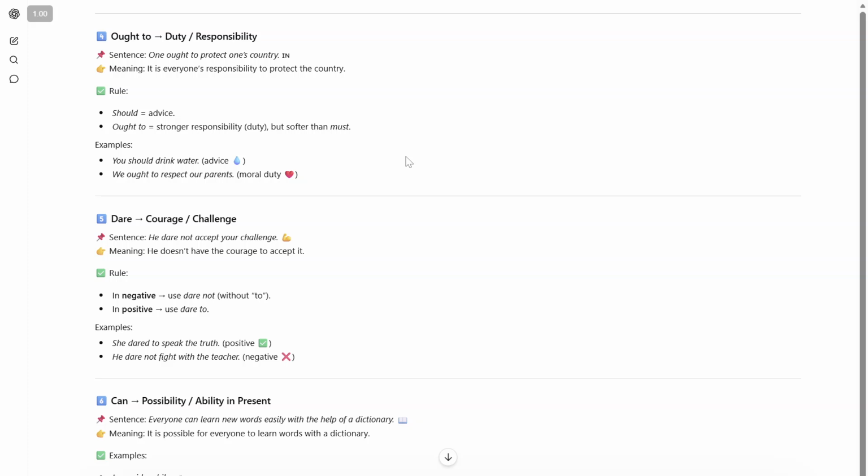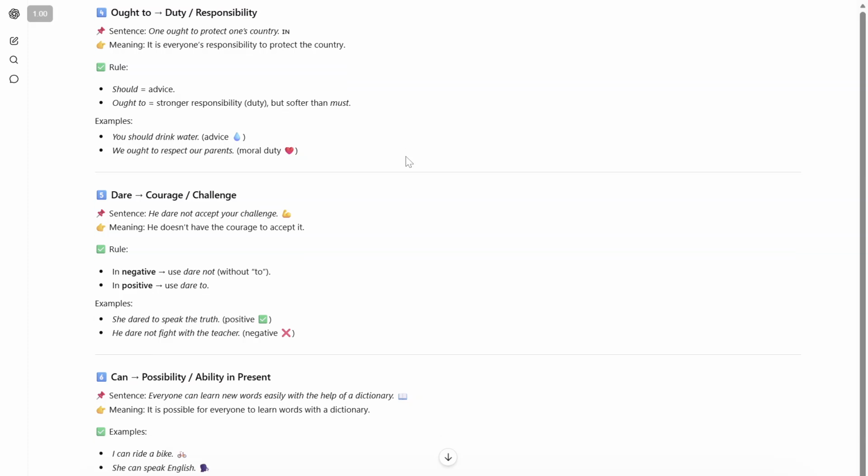Dare: courage, challenge. Sentence: He dare not accept your challenge, meaning he doesn't have the courage to accept it. Rule: in negative, use dare not, without to. In positive, use dare to. Examples: She dared to speak the truth, positive. He dare not fight with the teacher, negative.